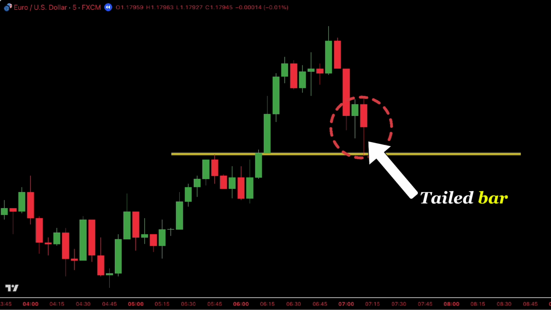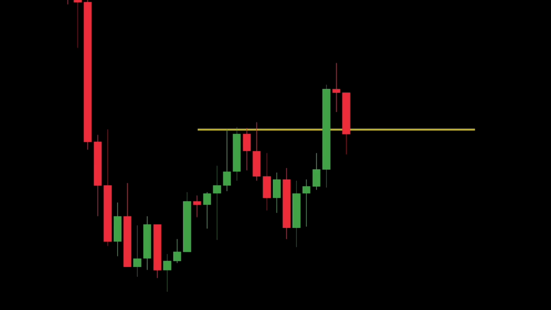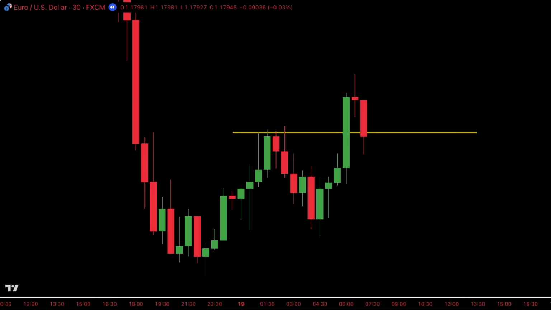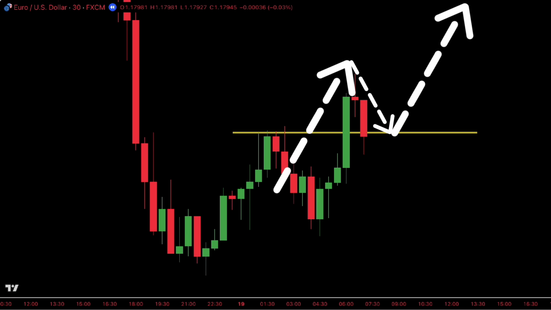This is our signal. But before entering the trade, we always want to confirm our idea using the higher time frame. Since we are trading on the 5-minute chart, we switch to the 30-minute time frame to get a broader view of the market. As you can see, the market is clearly trending upward on the higher time frame as well. This confirms that buyers are in control not only on the lower time frame, but also on the higher time frame. This alignment increases the probability of the trade.